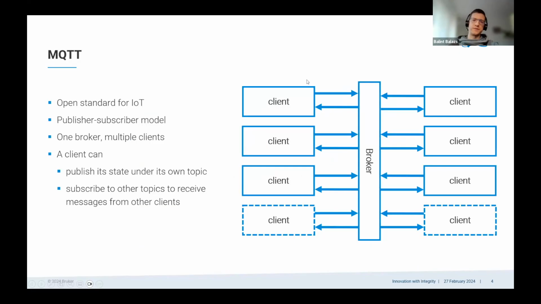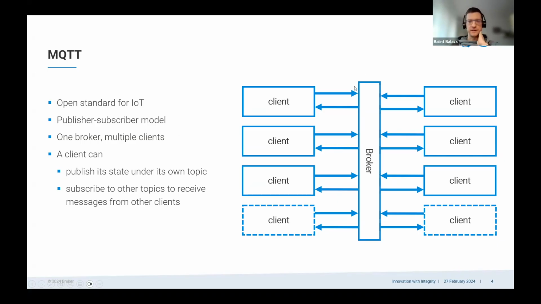The way we do it is that we use the MQTT protocol to talk between the different components that I showed on the first slide. Maybe some of you have heard of it, but I will briefly explain how this works. This is an open standard for IoT communication. It's network-based, so based on TCP/IP, and it's a publisher-subscriber model.